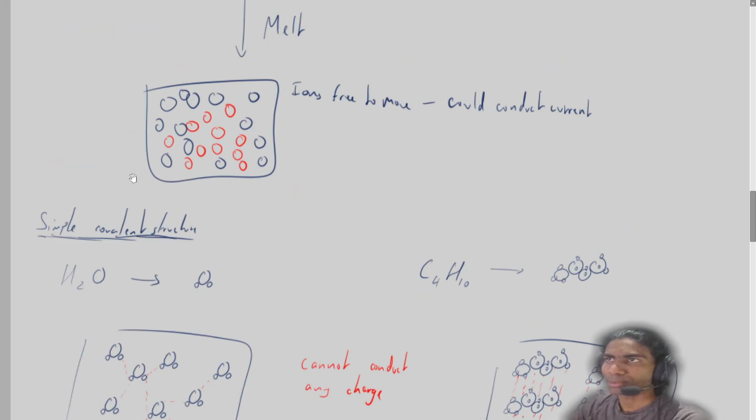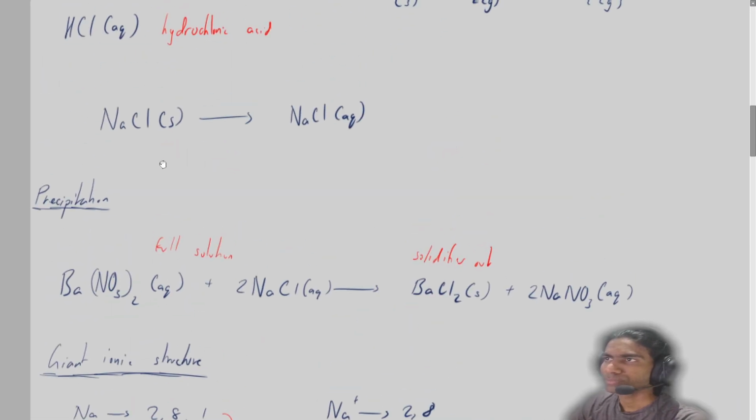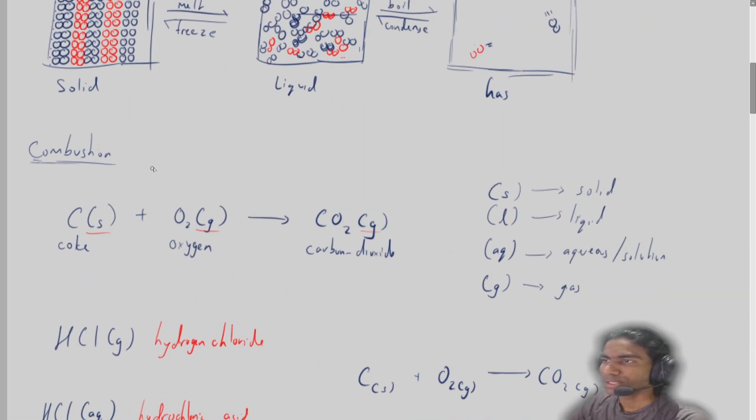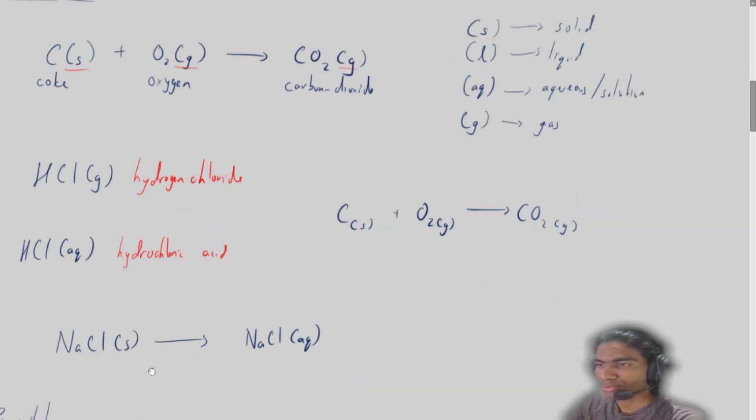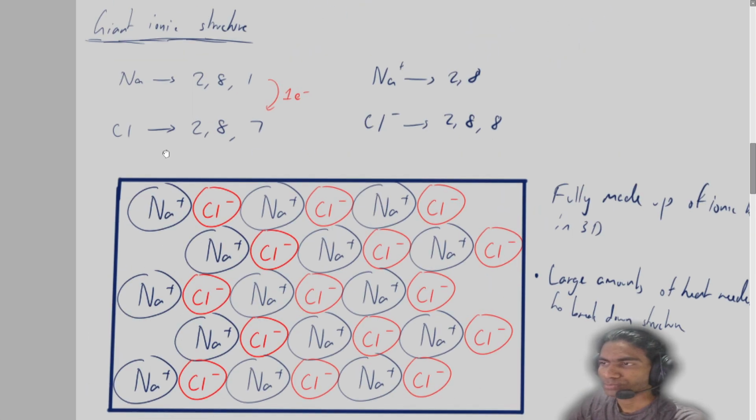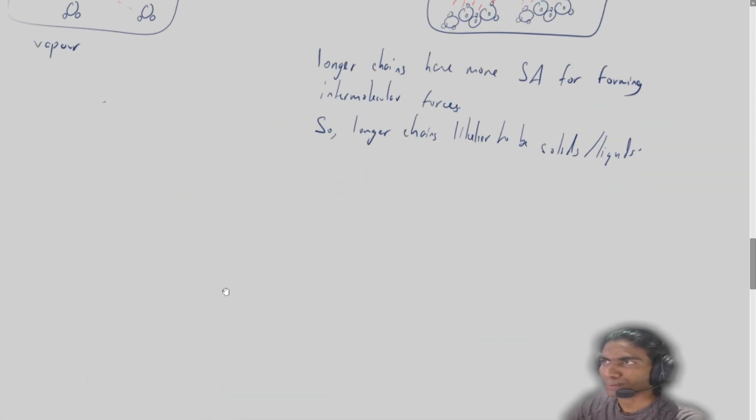So the equation that I wrote about up here, for example, which is a combustion equation, these two, oxygen and carbon dioxide, are both simple covalent structures. But this guy over here, which is carbon or coal or coke, this would be more akin to, I suppose, a giant covalent structure, which we'll look more into later on. Okay.